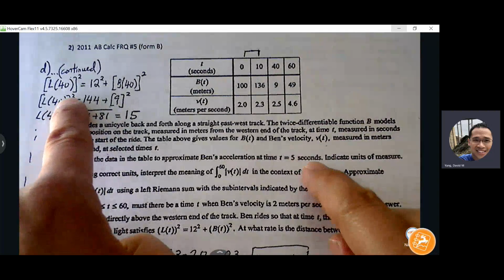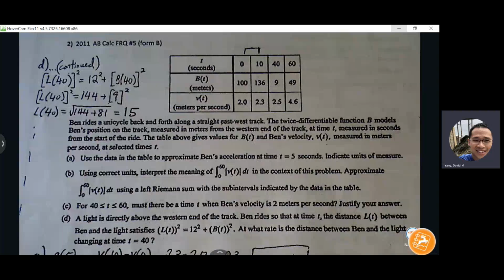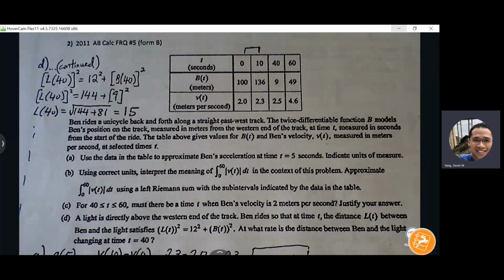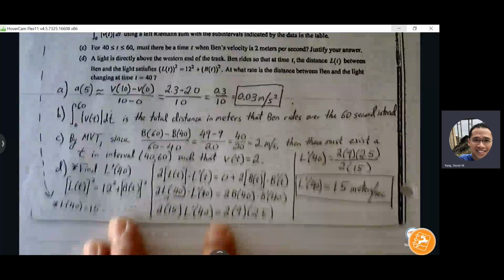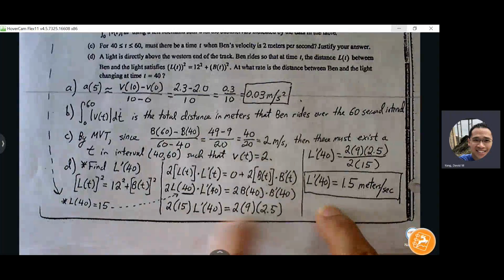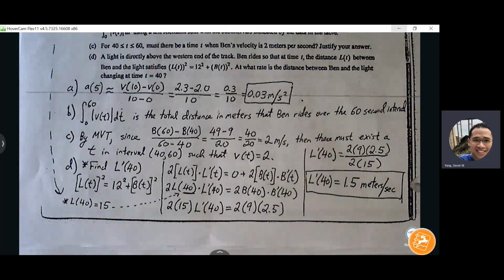Over here, L of 40, I just plugged 40 into L of t. So I do have to step away and gather that information. But once I have L of 40 being 15, then I just plug everything into my equation, right? And I think we've had practice with this type of chain rule and function notation with the previous FRQ, right? Within chain rule with function notation, the best we can do is just call the derivative L prime or B prime, the derivative of that function.